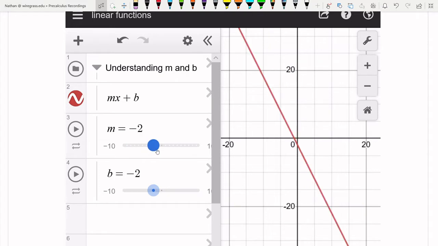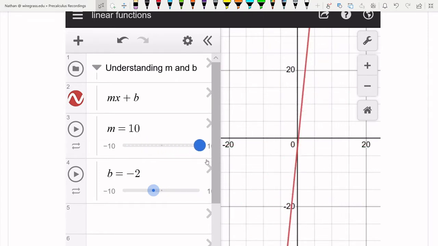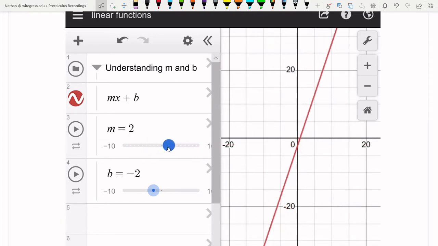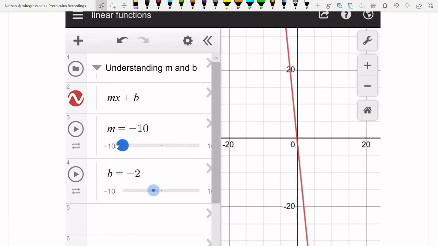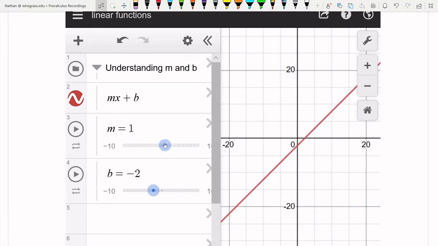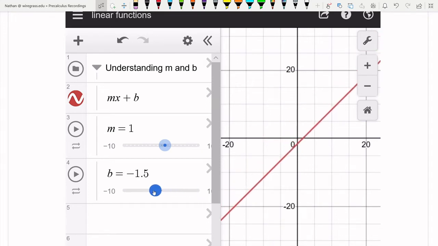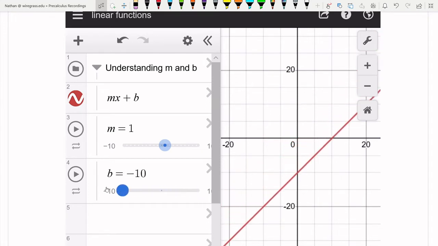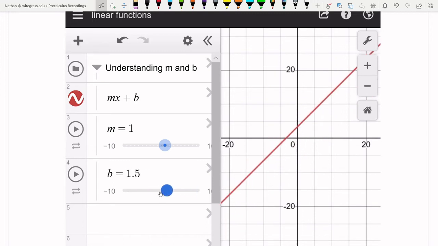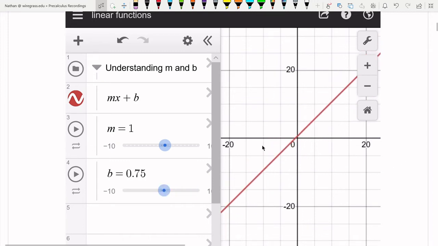So you can see as it increases, it looks like this. As it decreases, it looks like that. Let's put it at 1. And then b, let's increase b, and then decreasing b. So that's what increasing b and decreasing b looks like on the graph.